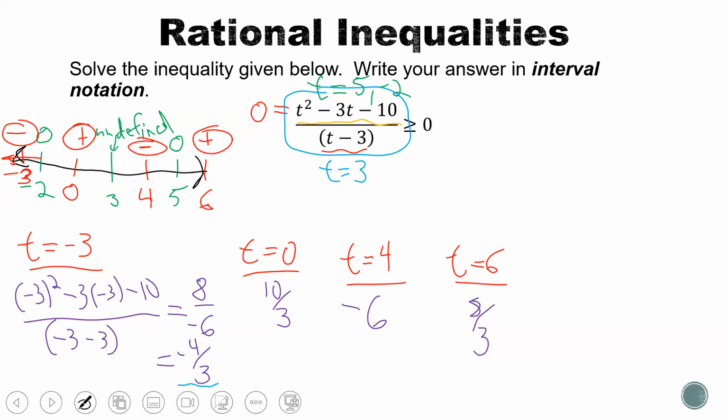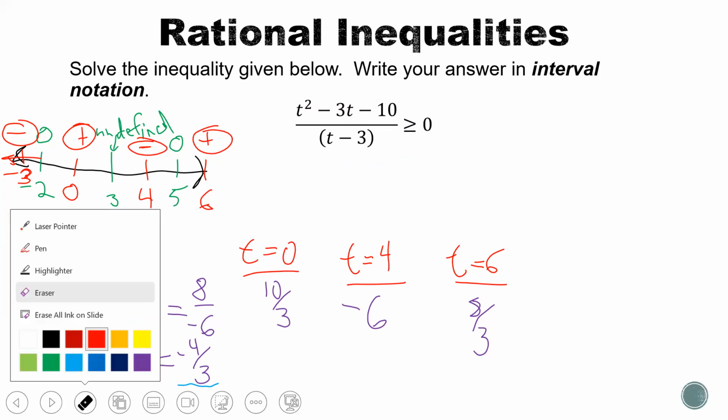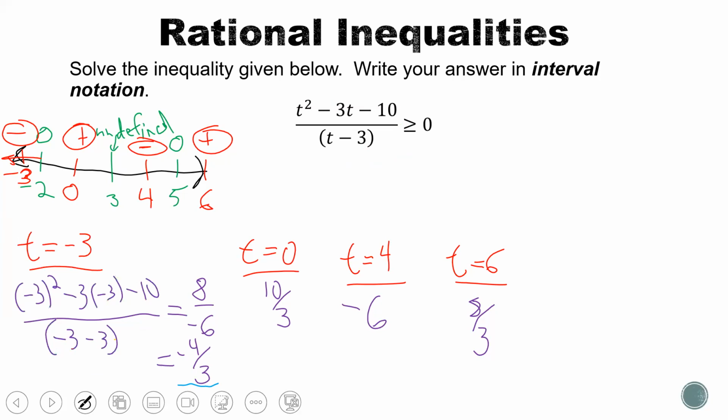And now with that, we are ready to go ahead and solve the inequality or write our solution. Because notice what we're looking for here is values of t that will make this expression greater than or equal to 0. So we're looking for the set of outputs that make this greater than or equal to 0.